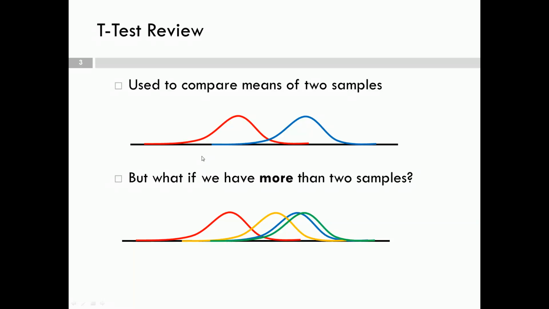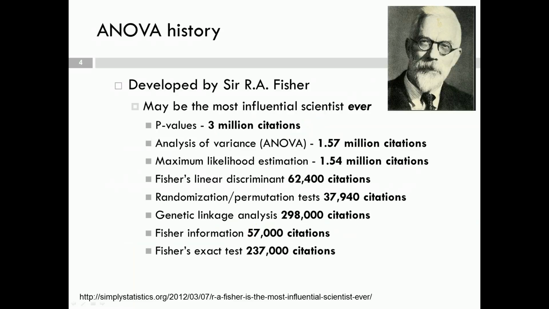Now, unfortunately, it turns out the t-test was not well equipped to deal with comparisons of more than two samples. So if our question involved comparing the means, in this example, say of 4 different samples, then we need to find an appropriate extension to the t-test that allows us to do that. Analysis of variance is the test that allows us to do that.